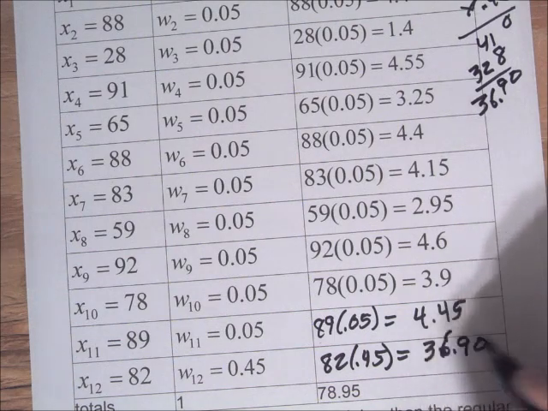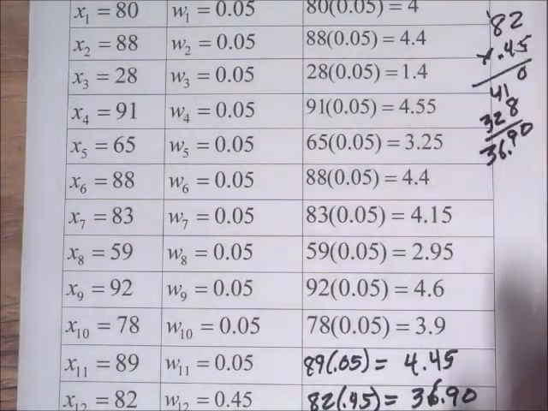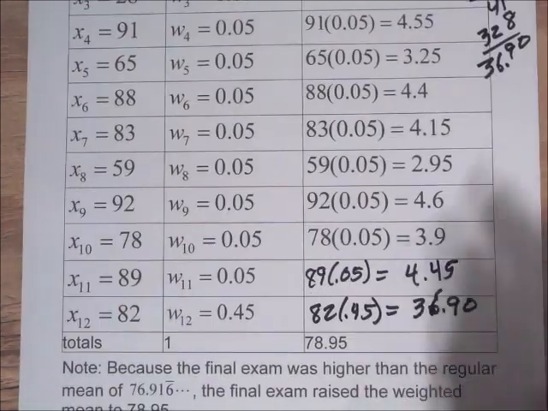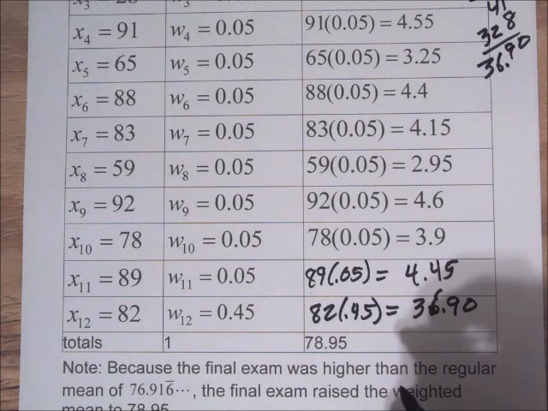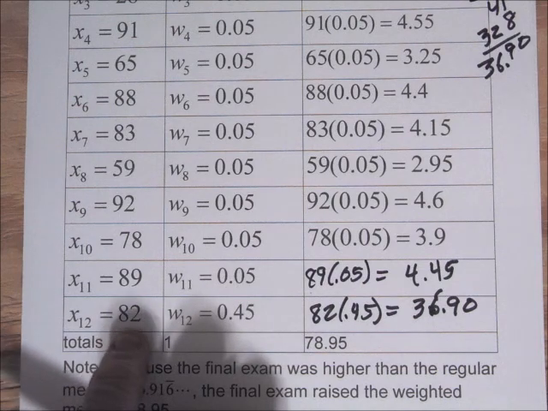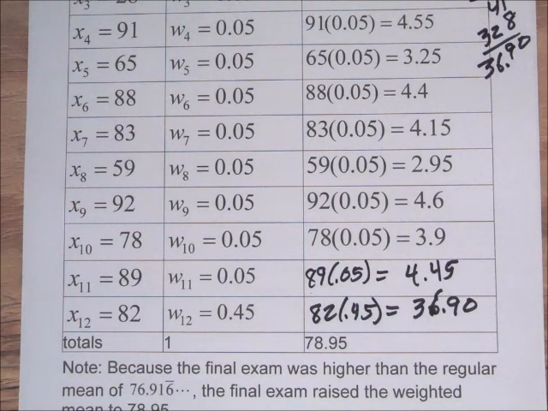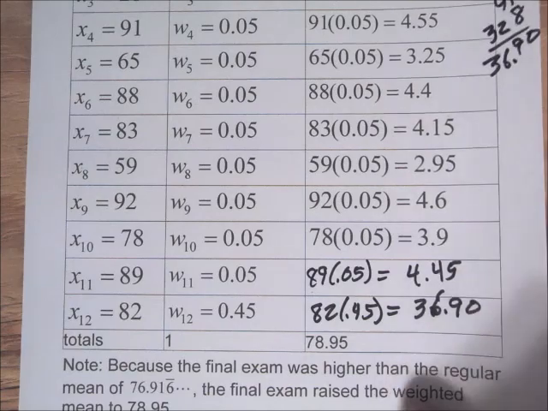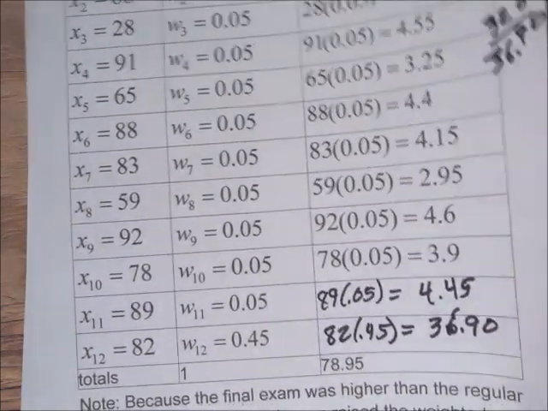And then we want to add these 12 numbers up in this last column, and it comes out to be 78.95. So we see that because the final is weighted higher, and the final exam score was a little bit more than the original mean, it brought the weighted mean up because it was weighted more, and it was more than the original mean.